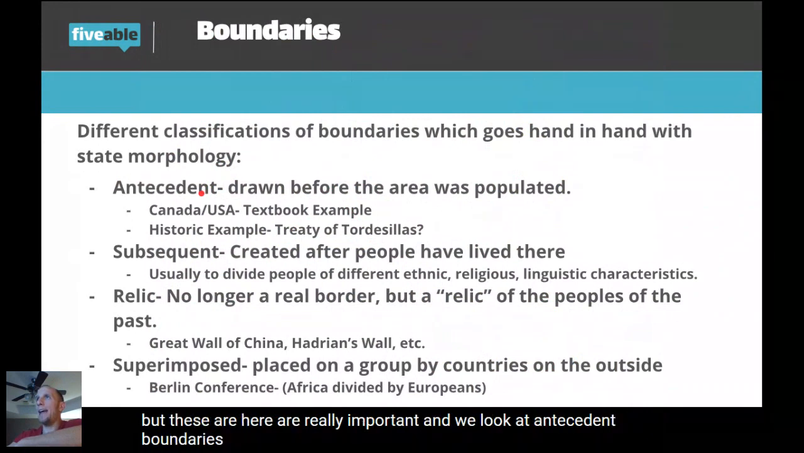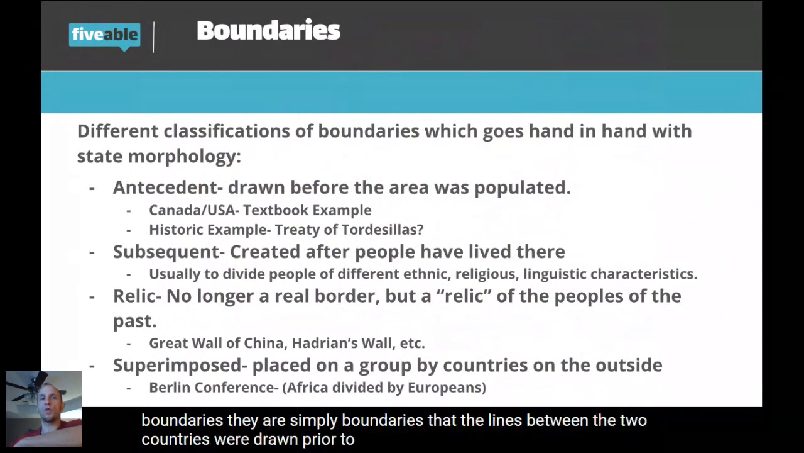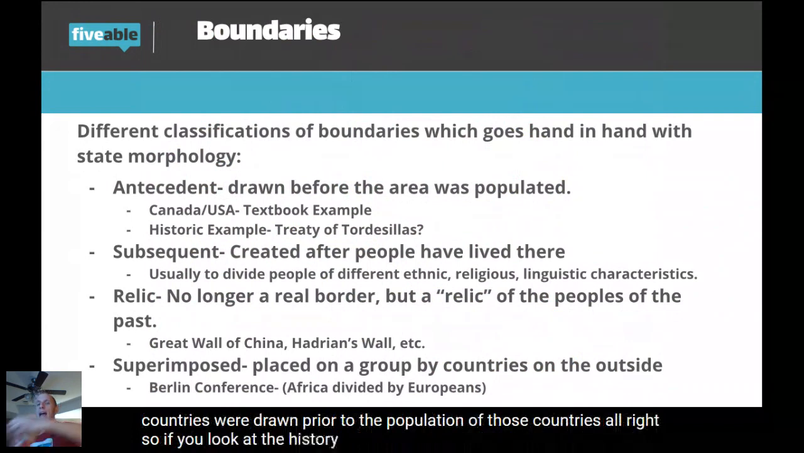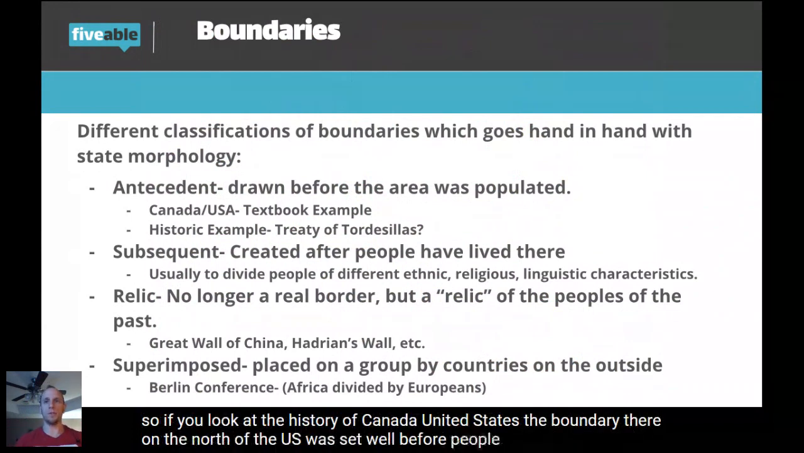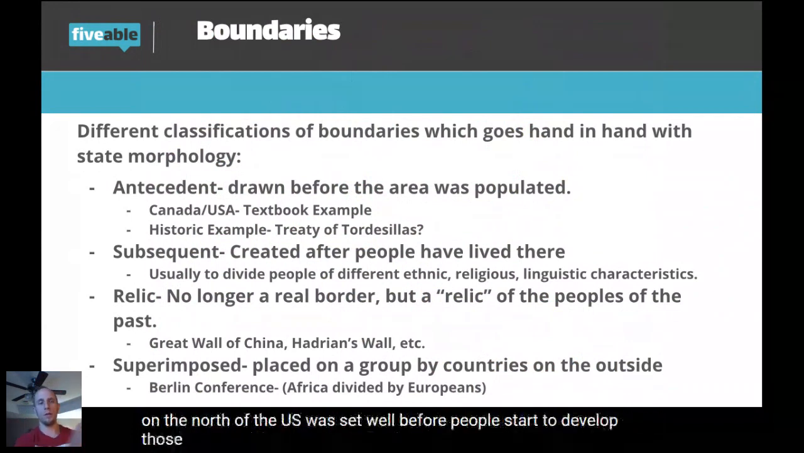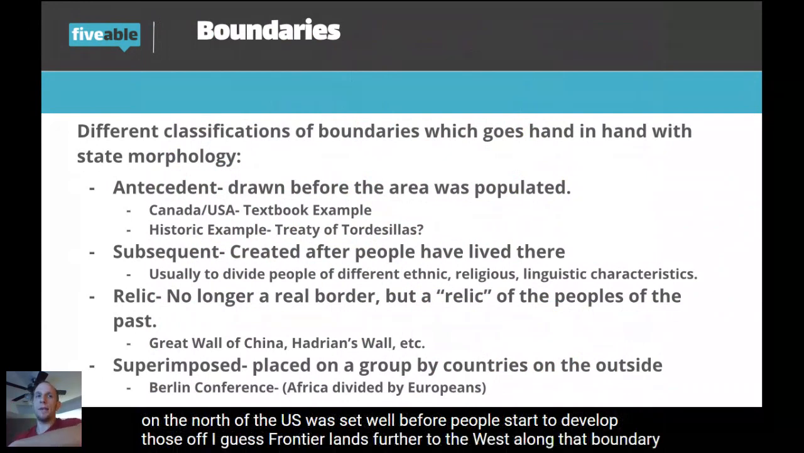And when you look at antecedent boundaries, they are simply boundaries where the lines between the two countries were drawn prior to the population of those countries, all right? So if you look at the history of Canada and the United States, the boundary there on the north of the U.S. was set well before people started to develop those frontier lands further to the west along that boundary.